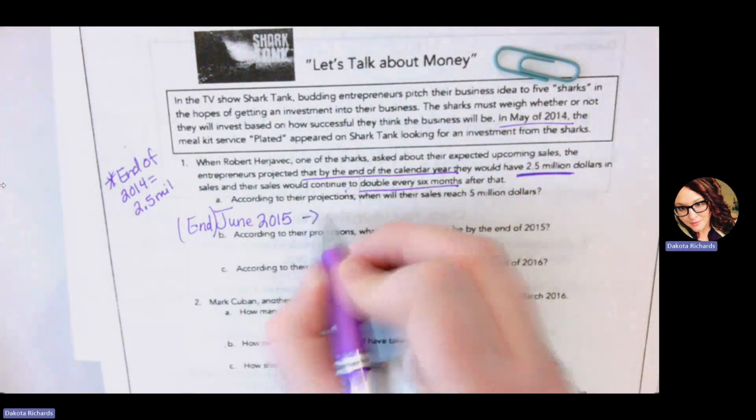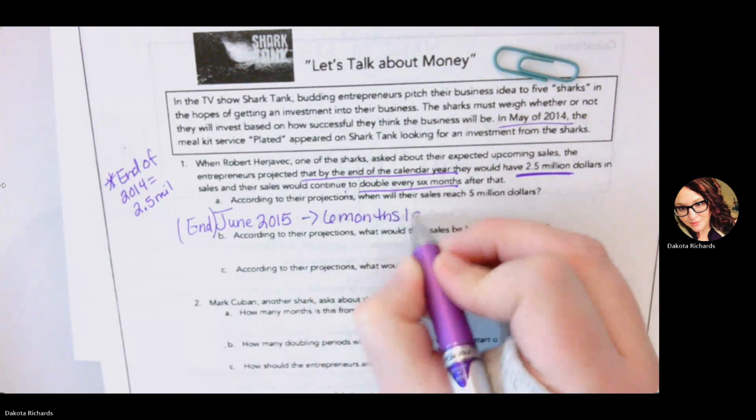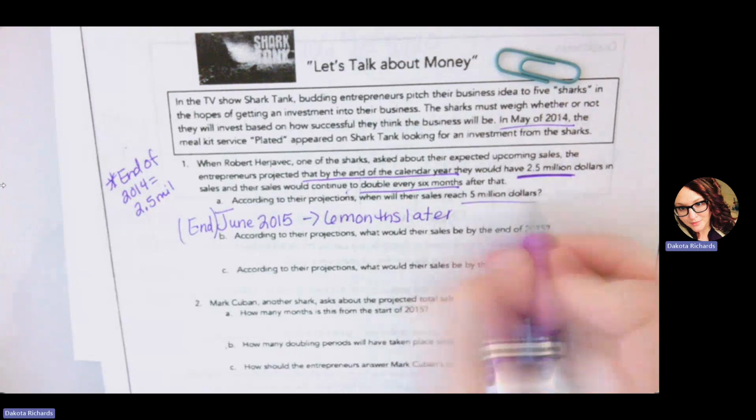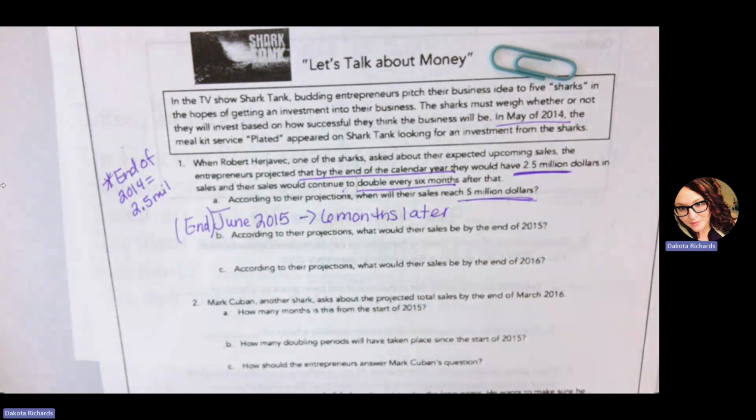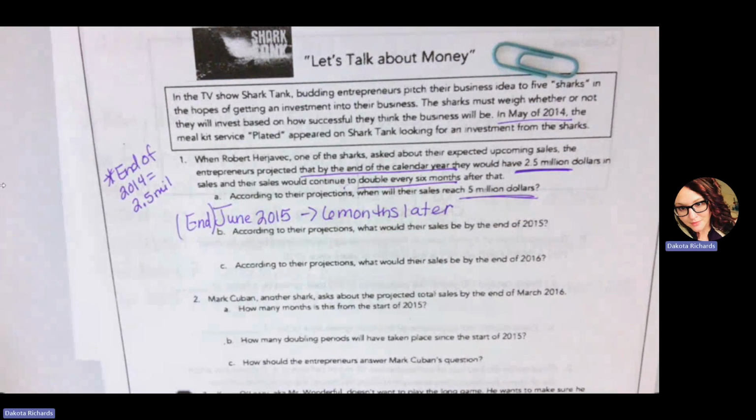6 months later, that's when they're going to have that $5 million. Because at the end of 2014, it was 2.5 they projected. If they're doubling every 6 months, they would have 5 million, halfway through the next year. Does that make sense? Okay.